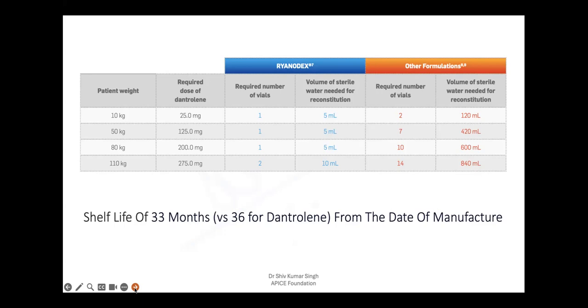So what's the shelf life? It's a little less than dantrolene. Standard dantrolene shelf life is 3 years, 36 months, whereas for the Rhinodex it is 33 months. So just 3 months less than the usual dantrolene.